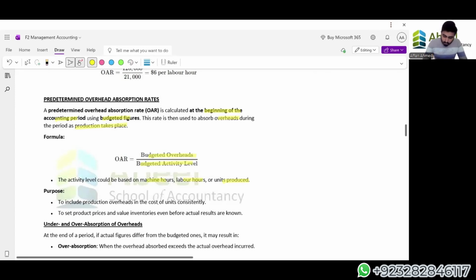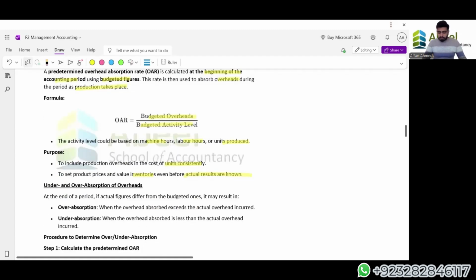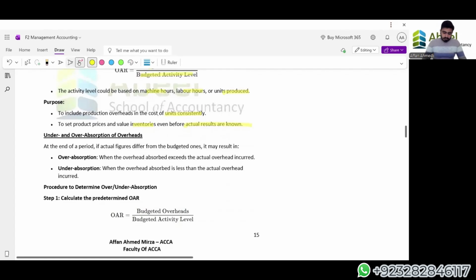The purpose is to include overheads into cost units consistently and to set product prices and value inventories even before actual results are shown here. Before the actual results are here, we are going to determine the prices. Now, the concept of under and over absorption. At the end of the year, if actual figures differ from the budgeted ones, which in most scenarios will happen, it may result in over absorption, when overheads absorbed exceed the actual overheads incurred, or under absorption, when the overheads absorbed are less than actual overheads incurred.